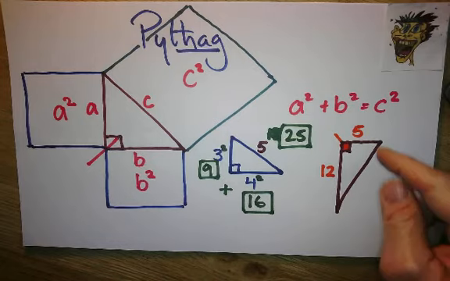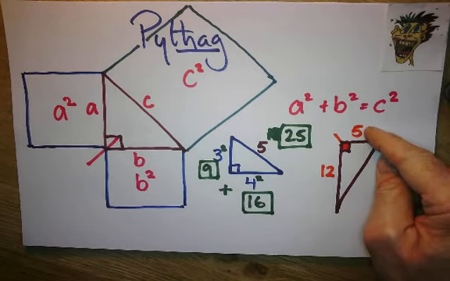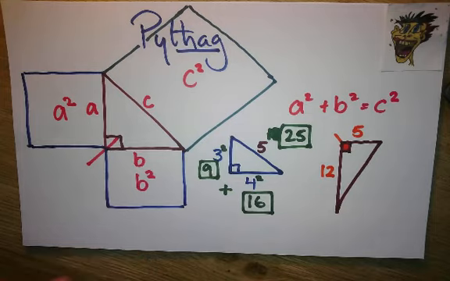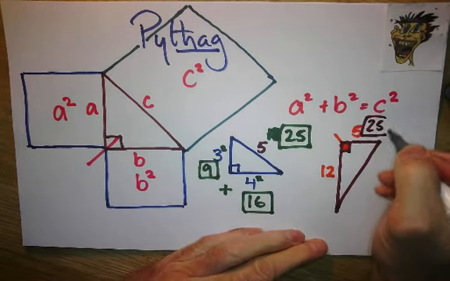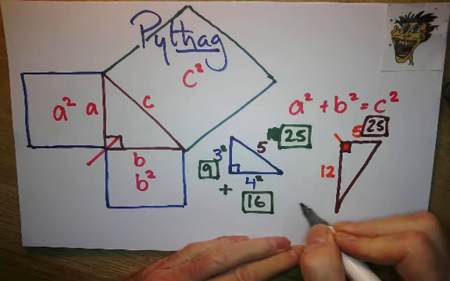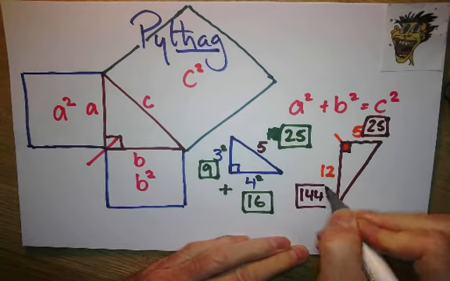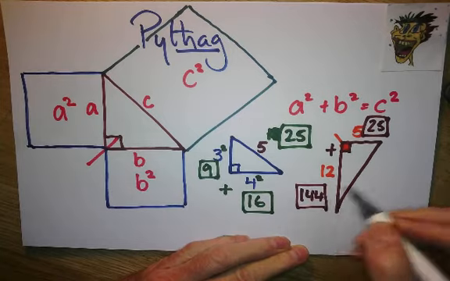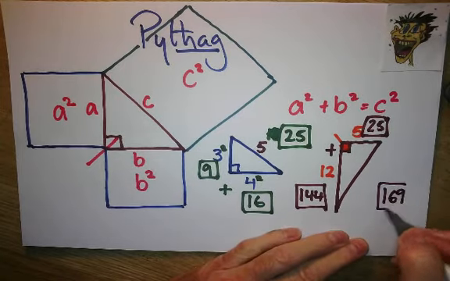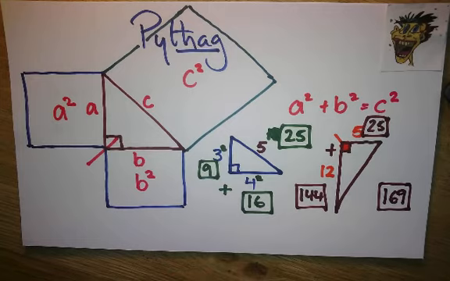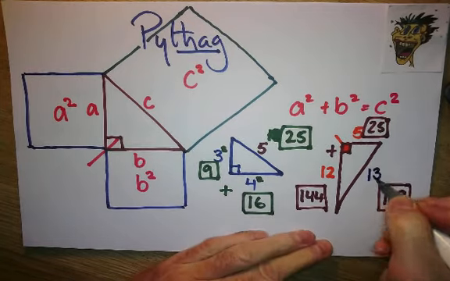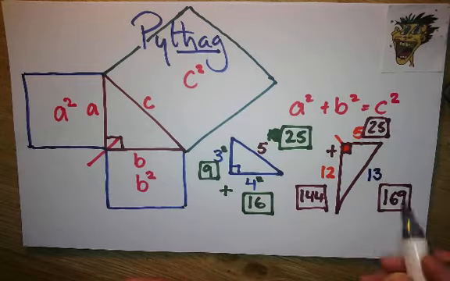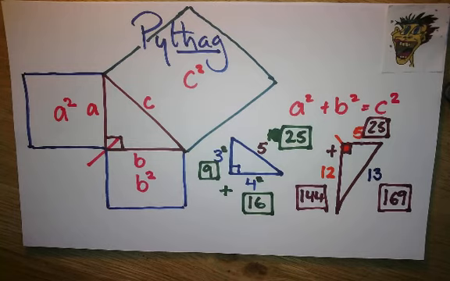To work out the longest side, I'm going to square the 5, and that makes 25. I'm going to square the 12, it makes that 144. And because it's the longest side, I'm going to add those two together, makes that 169. And the square root of 169, you should all know this, is 13. And that would be 13. So that's how you use Pythag to find the longer side.